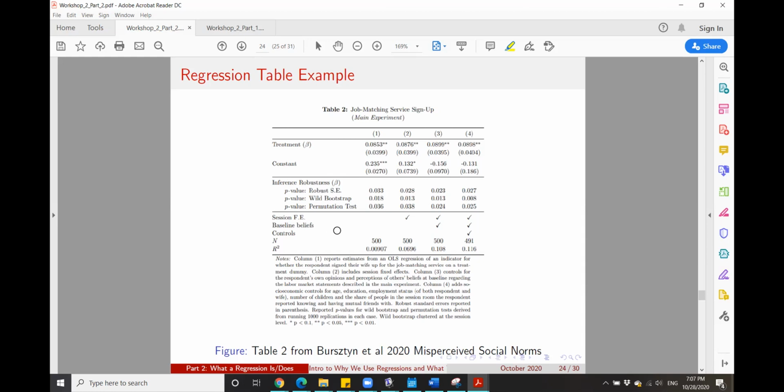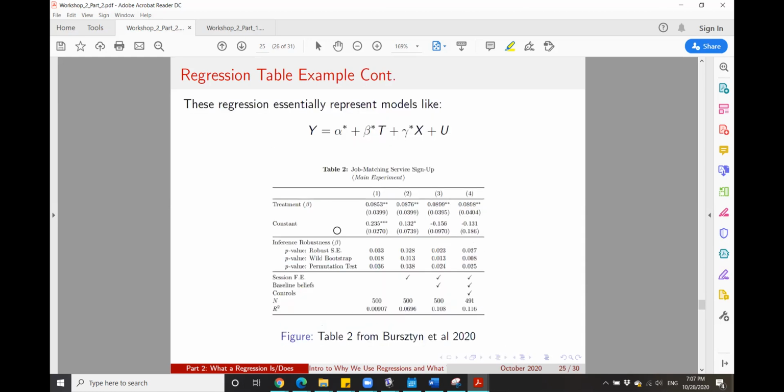Anyway, in this table, I'll actually move to the next slide because that shows a little more. These regressions essentially represent this kind of model, right? Here y would be whether they signed up for the service, t would be whether or not they were treated, and x are various sets of control variables. By the way, this inference robustness section has to do with lots of fancy computational ways to think about p-values and how likely it is that you actually get this result, given that that's not the real result. And we're not going to discuss this.